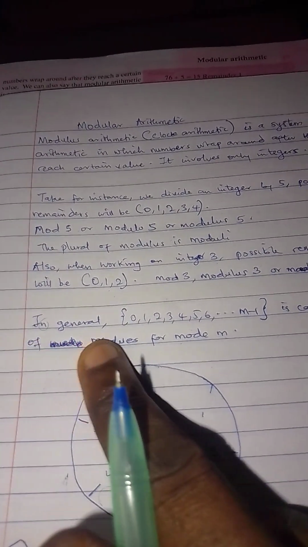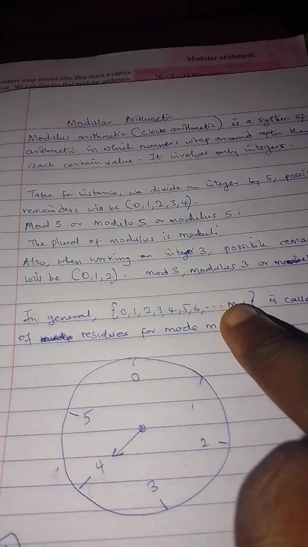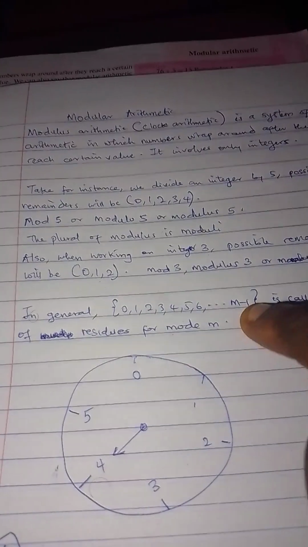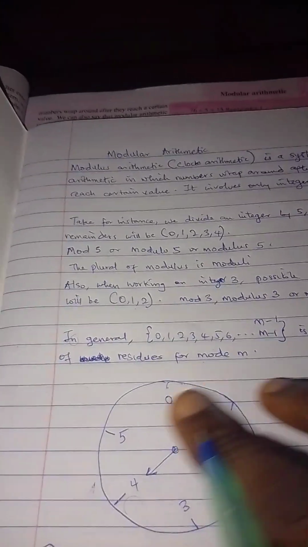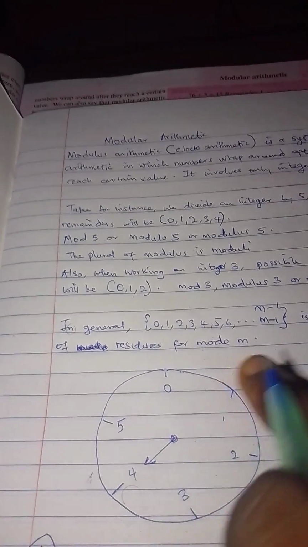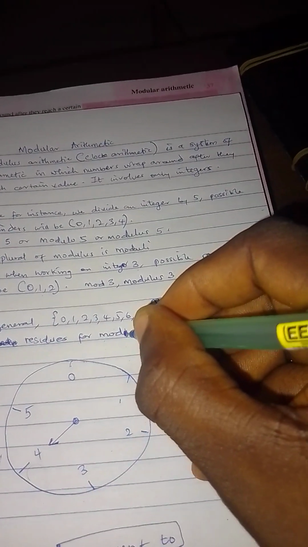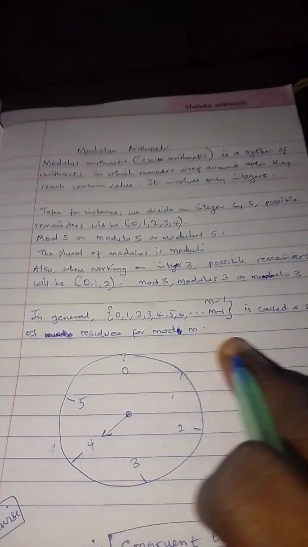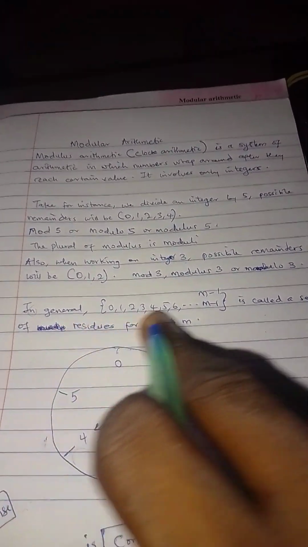So that's in general when we have a set of residues and we have the integer itself minus 1. This is m minus 1. We call this a set of residues for mod m. We'll call it a set of residues for mod m. So this is the general case.